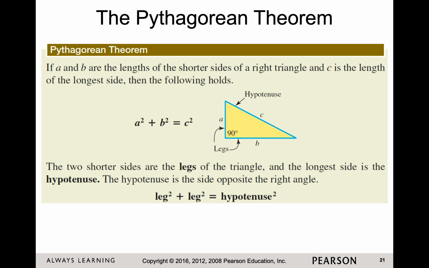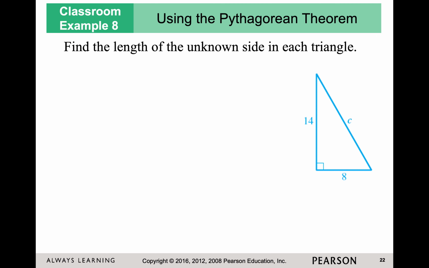Well, we solve the Pythagorean Theorem. The Pythagorean Theorem says that a squared plus b squared equals c squared. I hate this formula. I use the one at the bottom. The leg squared plus the leg squared equals the hypotenuse squared. Hypotenuse is always across from your 90-degree angle. The legs are always the two that are touching the angle.